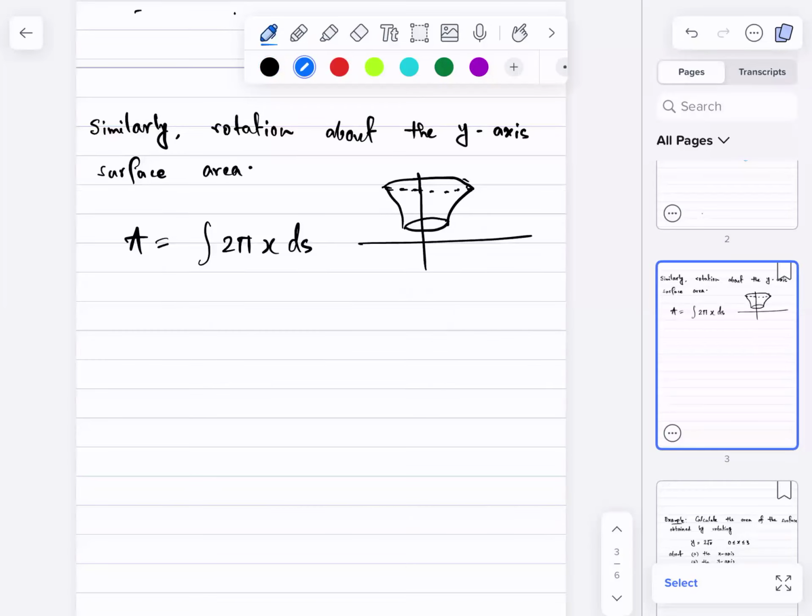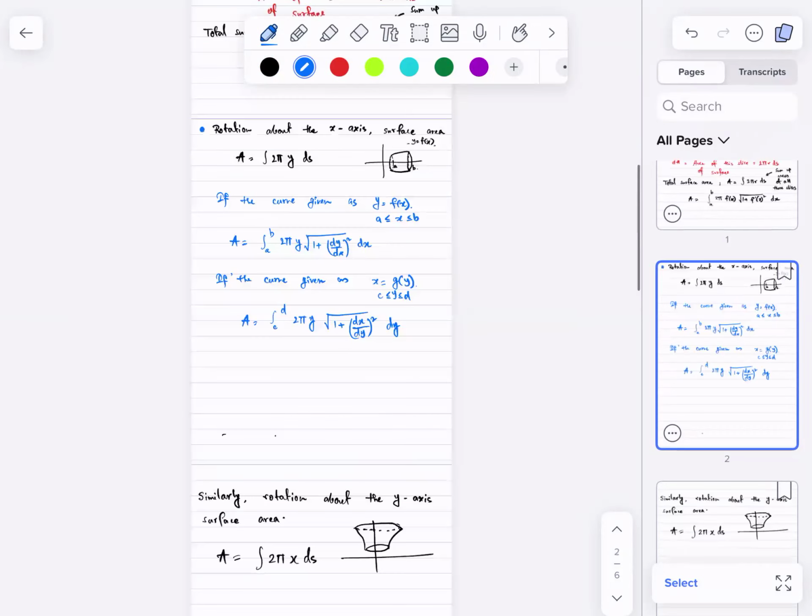And here also I have two cases. If the curve is, I'll just copy paste.